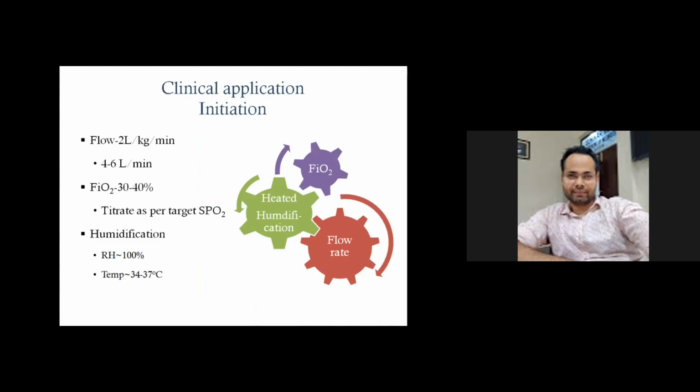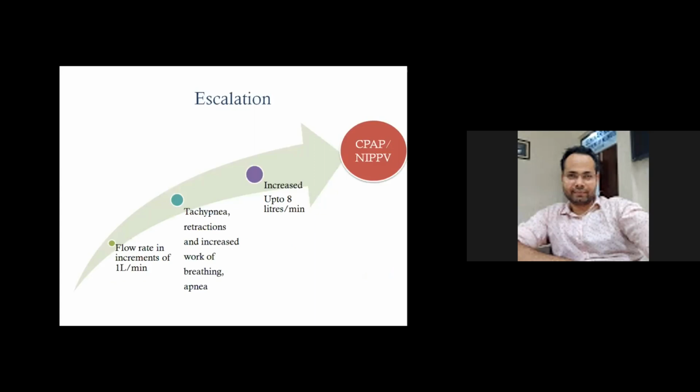For the initiation of HFNC, we should start the flow at 2 liters per kg per minute. That is, we can start at 4 liters per minute. Then the starting FiO2 could be 30 to 40%, and we have to target the SpO2s and titrate accordingly. The humidification, relative humidity, should be around 100%, and temperature should be between 34 to 37 degrees.